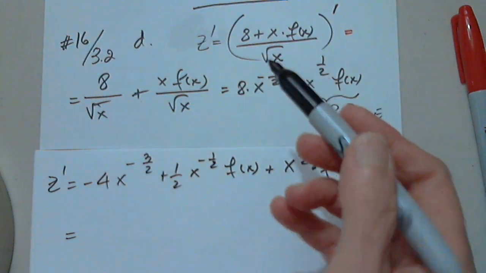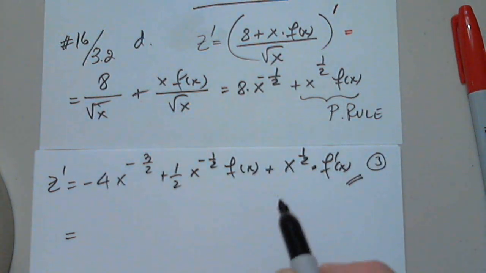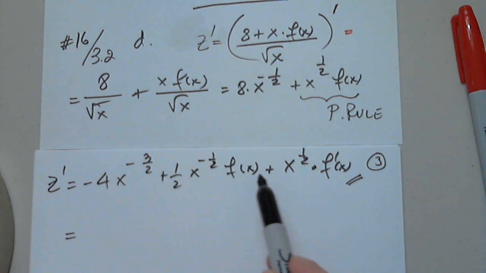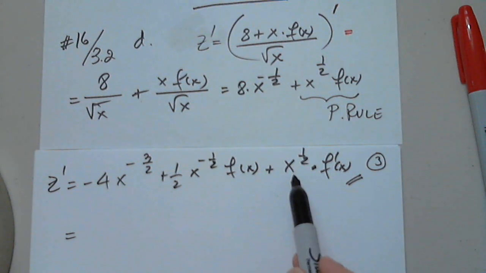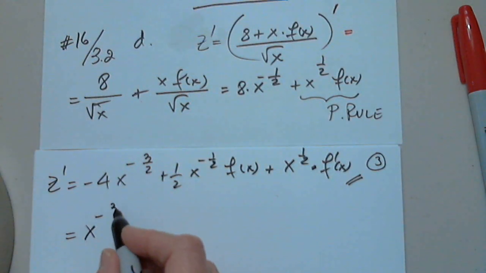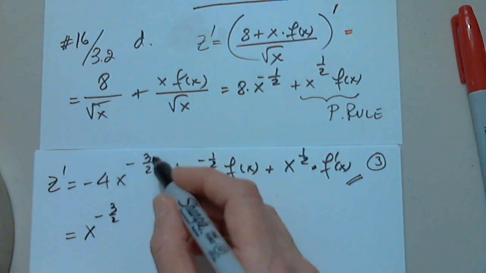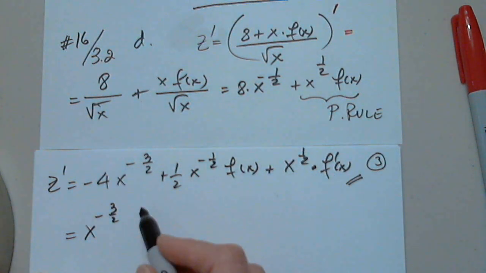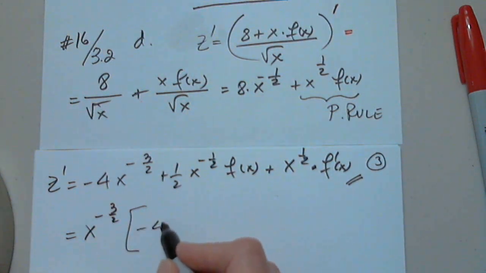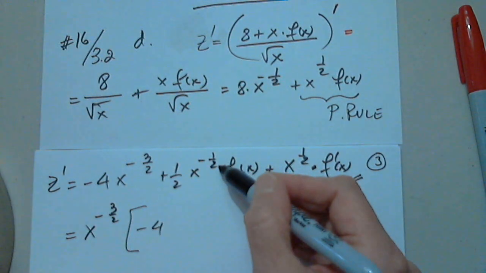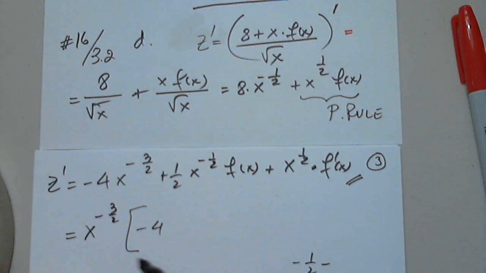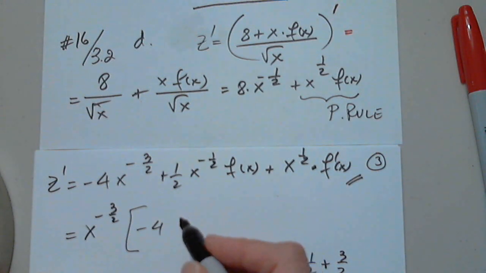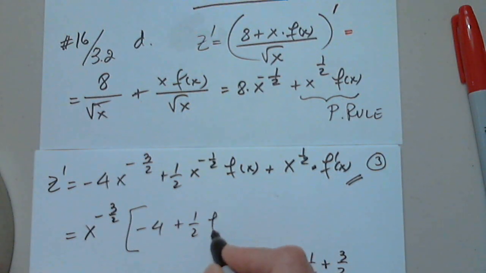How we get from here to a fraction. Awesome. Very, very good. So x is present in all three terms. I would factor out x to negative 3/2 because x to negative 3/2 has the smallest power. So I have negative 4, negative 1/2, remember negative 1/2 minus negative 3/2, this is 2/2, which is 1. So plus 1/2 f of x.